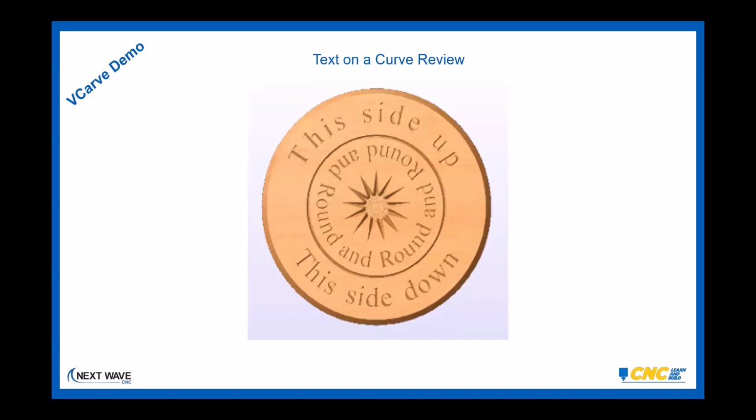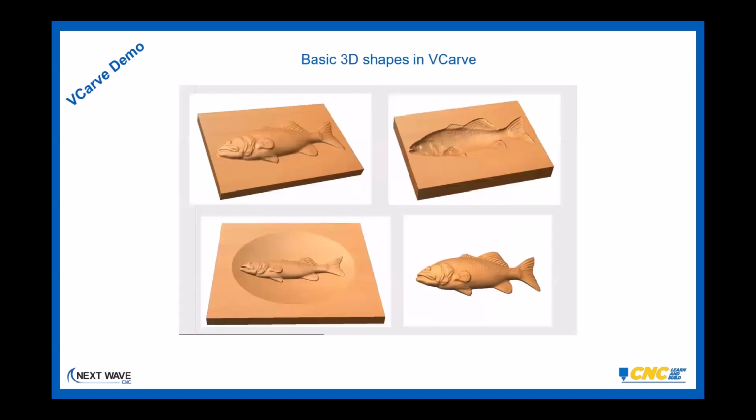There is one situation where text in a circle becomes a little tricky, and I'm going to explain why it's a little trickier than doing it on a single curve. So we'll look at that, and then we'll hop into the 3D material, where I'm going to go over an understanding of the basic 3D shapes that you deal with in VCarve.